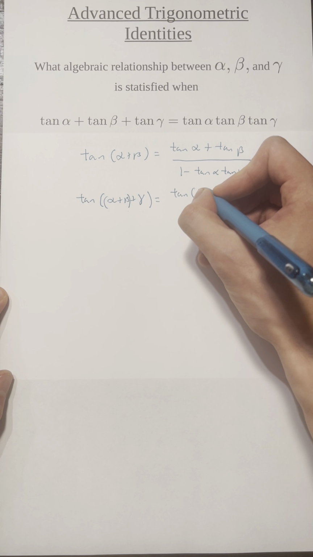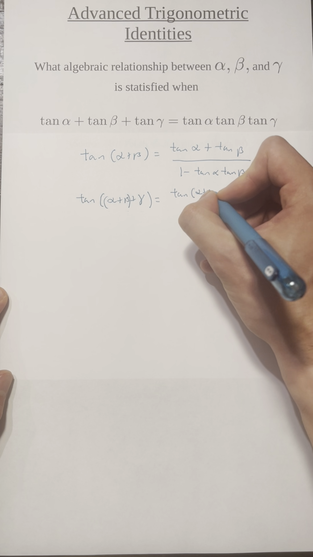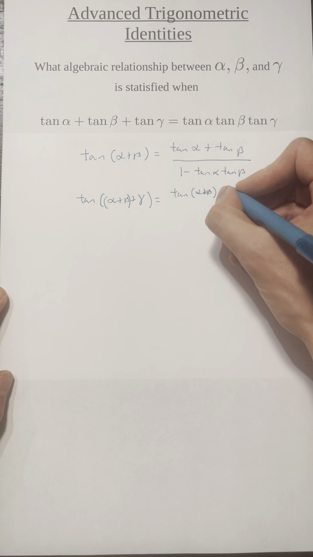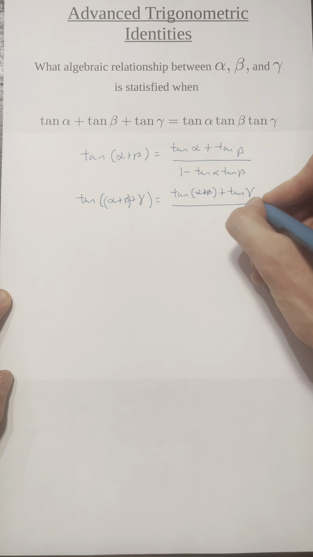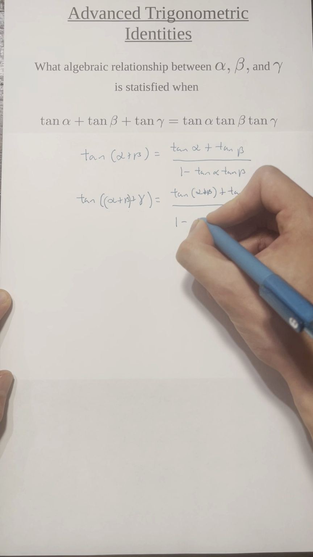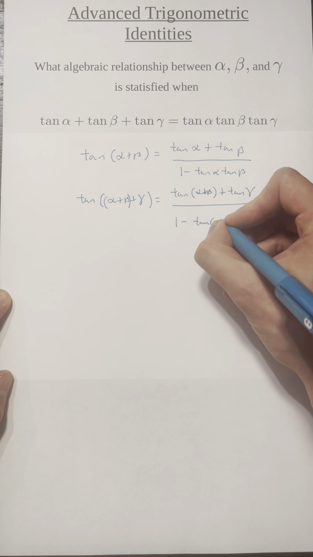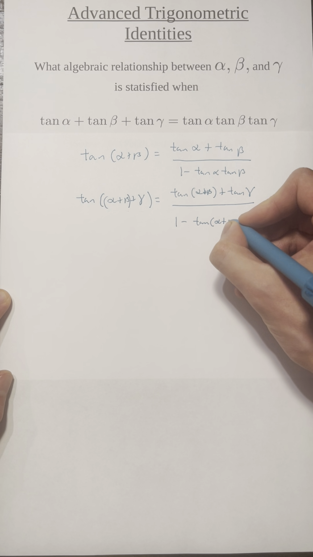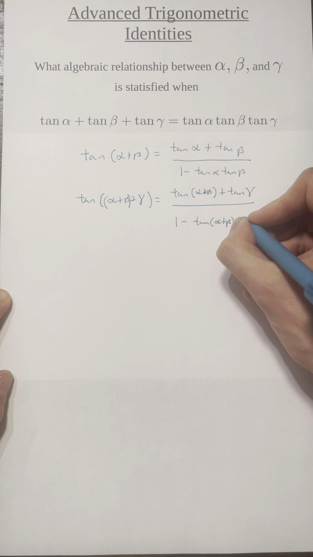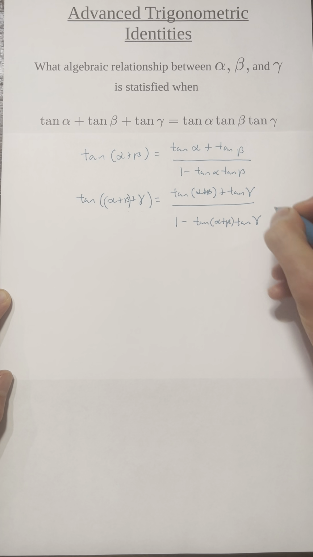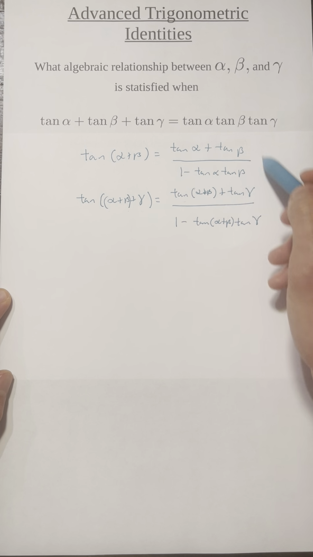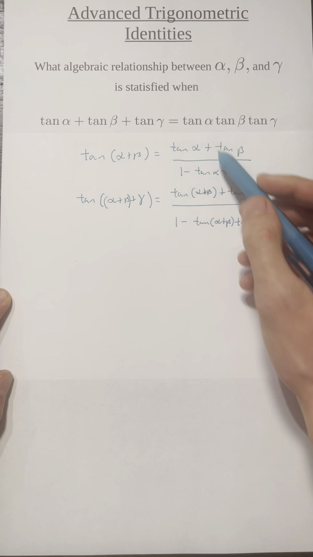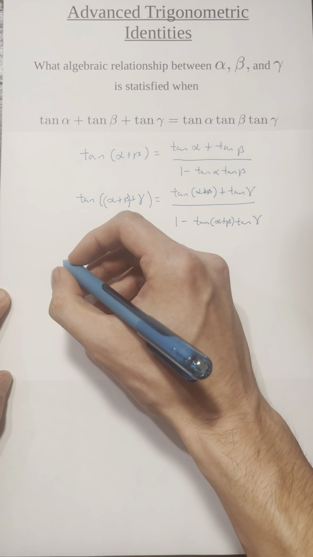So tangent alpha plus beta plus tangent gamma over 1 minus tangent alpha plus beta times tangent gamma. Okay, and we know how to find this. It's right here. So we're just going to change these to this.